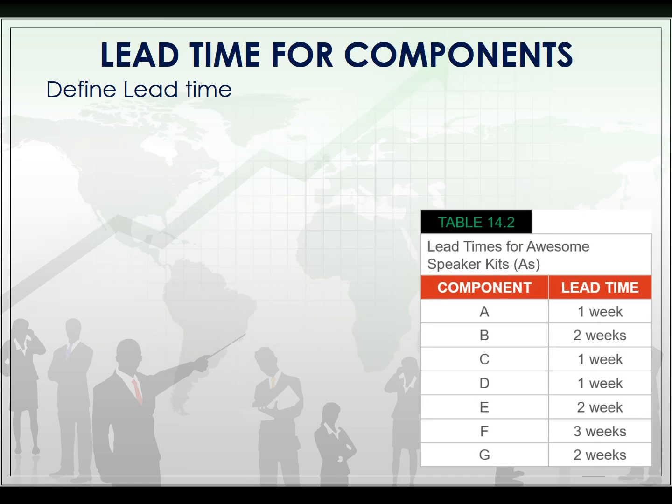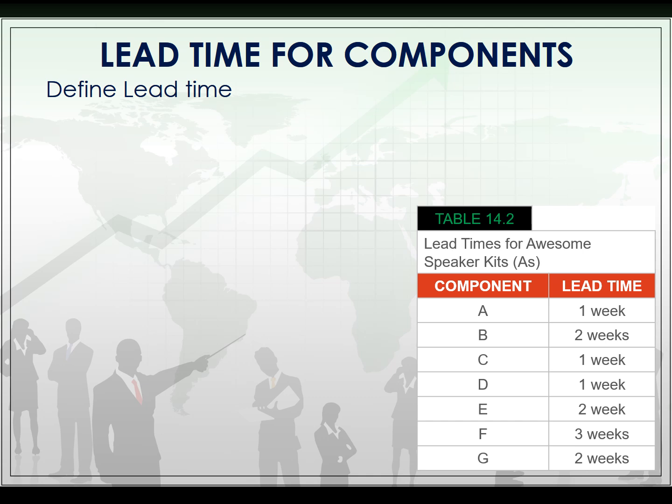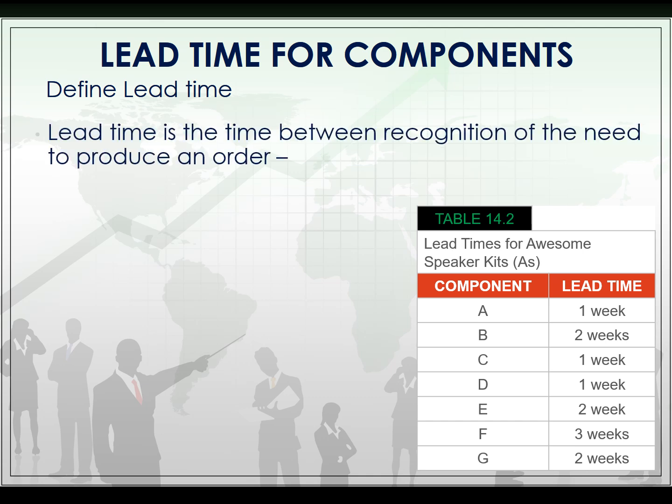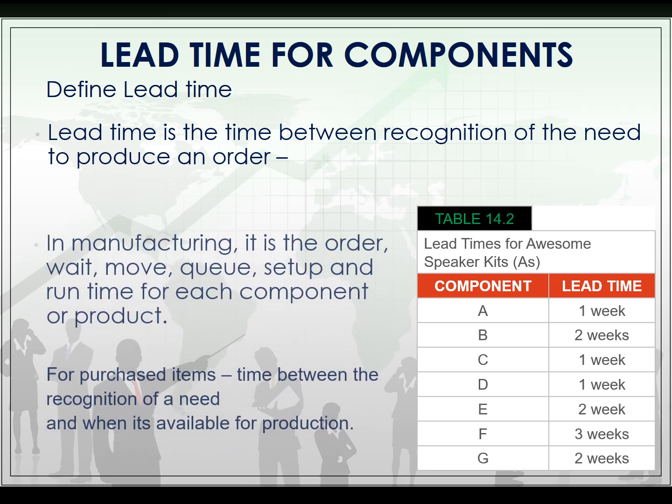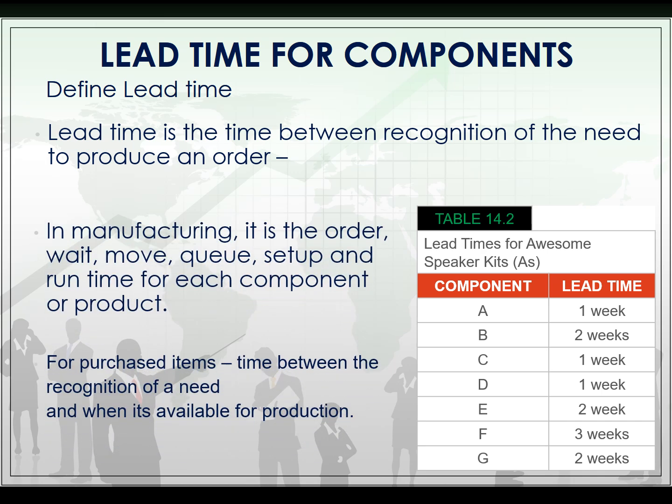Another topic we need to be concerned with is called lead time. Lead time is the time given between taking of an order and the need to produce an order. In manufacturing, it's the order, wait, move, queue, setup, and run time for each component or product. For purchased items, it's the time between the recognition of a need and when it's actually available for production.